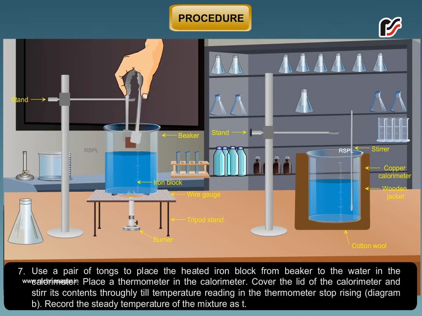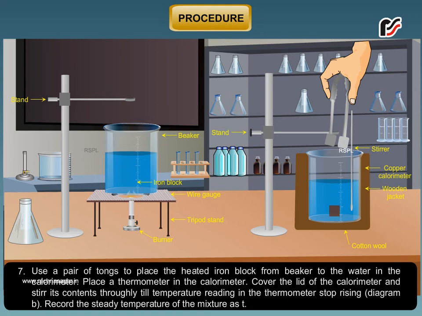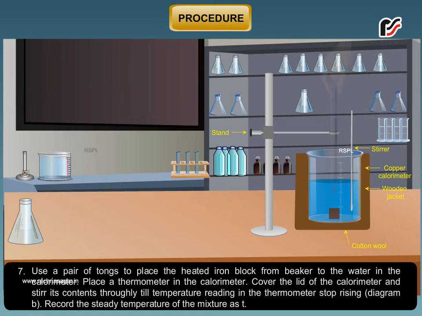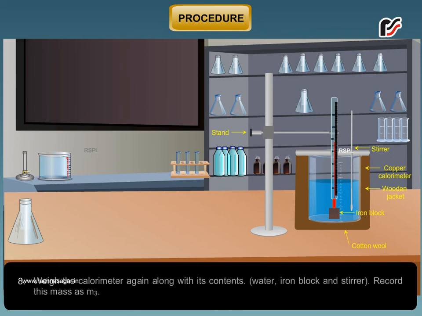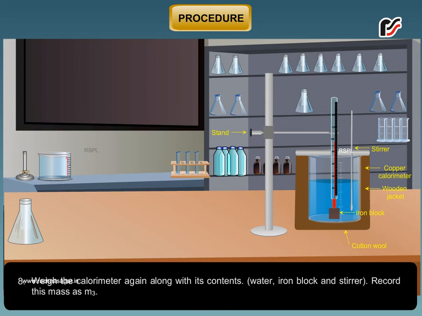Use a pair of tongs to place the heated iron block from the beaker into the water in the calorimeter. Place a thermometer in the calorimeter. Cover the lid of the calorimeter and stir its contents thoroughly till the temperature reading in the thermometer stops rising. Record the steady temperature of the mixture as T. Weigh the calorimeter again along with its contents, water, iron block and stirrer. Record this mass as M3.